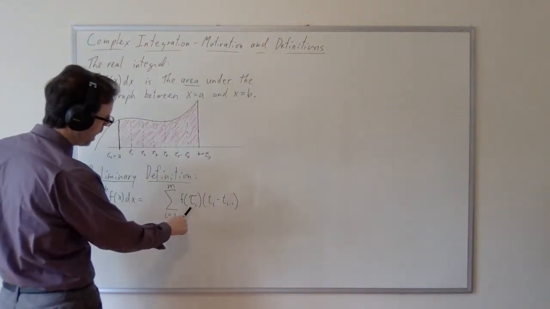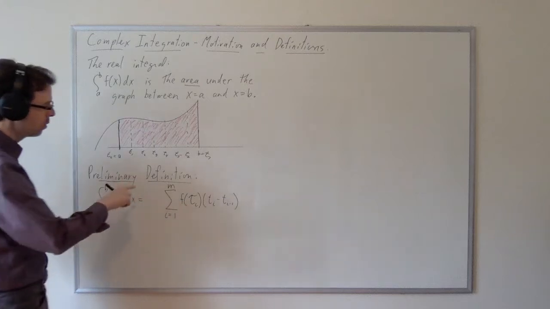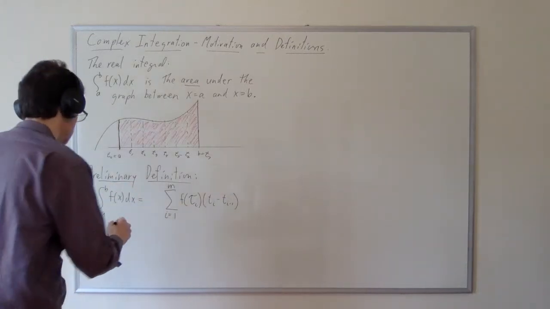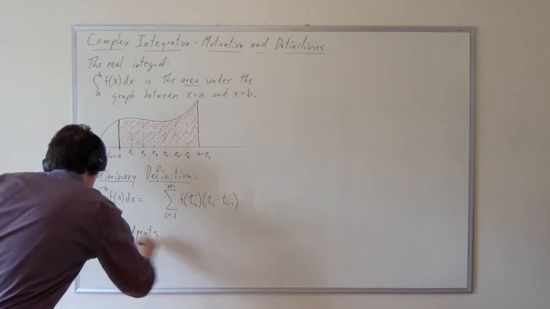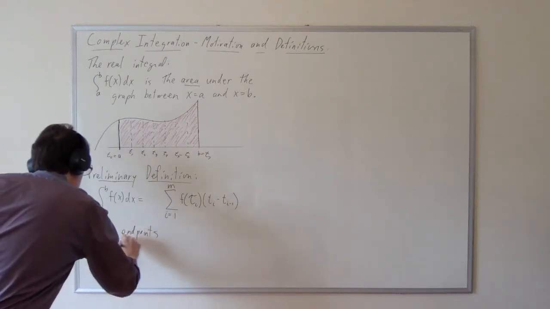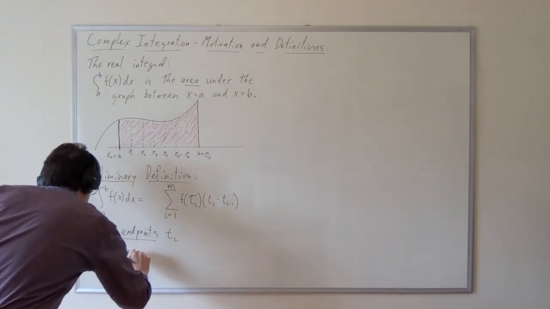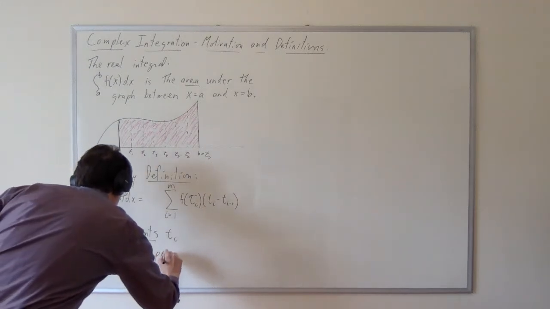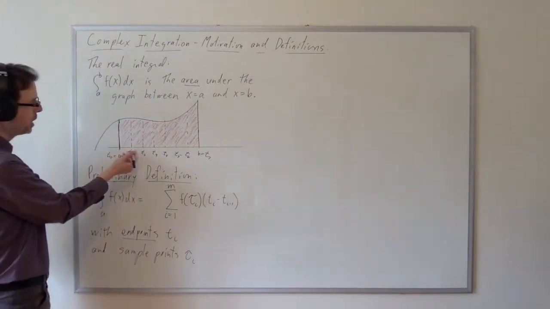And then these taus are not t's, right? These taus we're going to call sample points. So here, let's give some vocabulary to this: endpoints, t sub i, and sample points, tau sub i. Now, the rule for the sample points is that they have to be in between the endpoints.